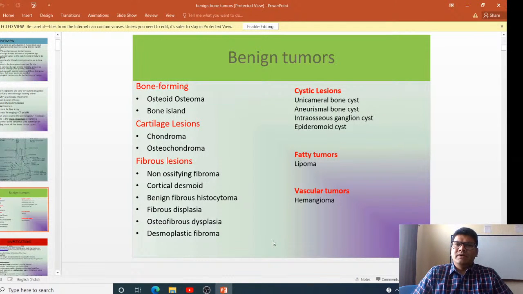Benign tumors are classified into bone forming tumors, cartilage tumors, fibrous tumors, cystic lesions, fatty tumors, and vascular tumors. Bone forming tumors are osteoid osteoma and bone islands or enostosis. Cartilage lesions are chondroma and osteochondroma. Fibrous lesions are non-ossifying fibroma, cortical desmoid, benign fibrous histiocytoma, fibrous dysplasia, osteofibrous dysplasia, and desmoplastic fibroma. Cystic lesions are unicameral or simple bone cyst, aneurysmal bone cyst, intraosseous ganglion cyst, and epidermoid cyst. Fatty tumors are lipoma, and vascular tumors are hemangioma.